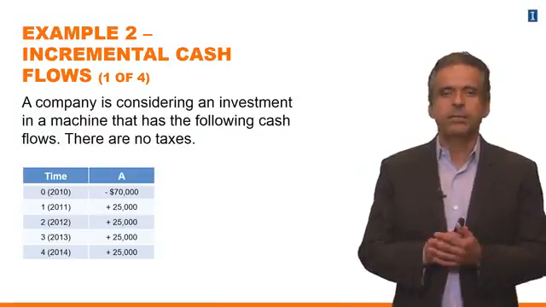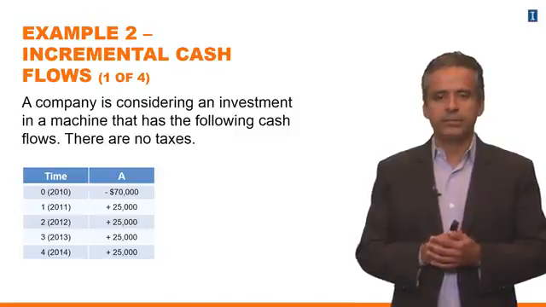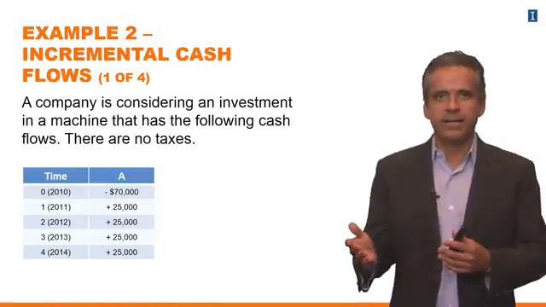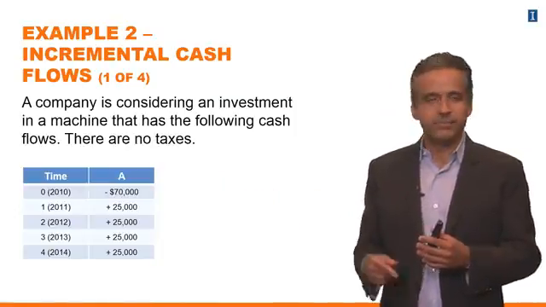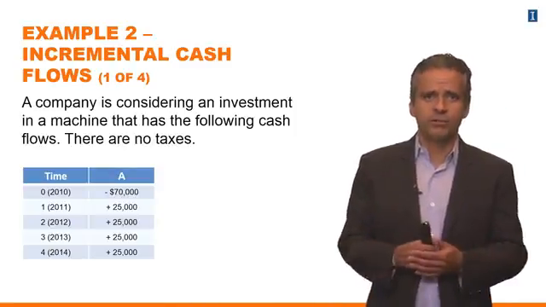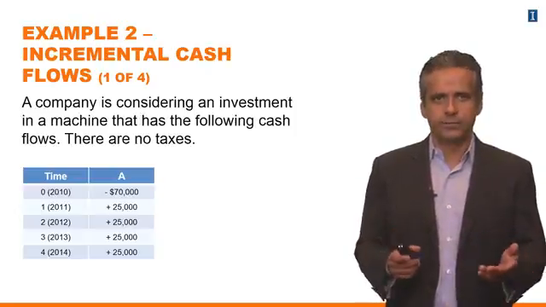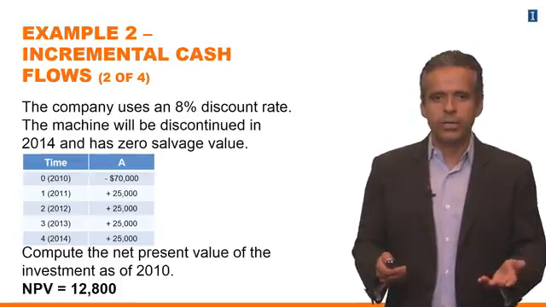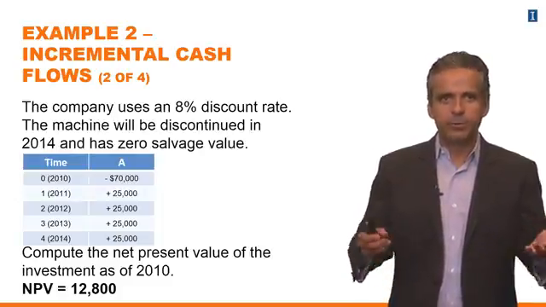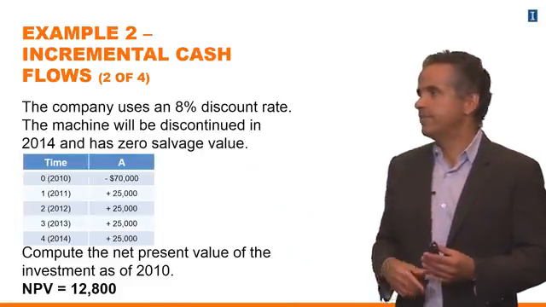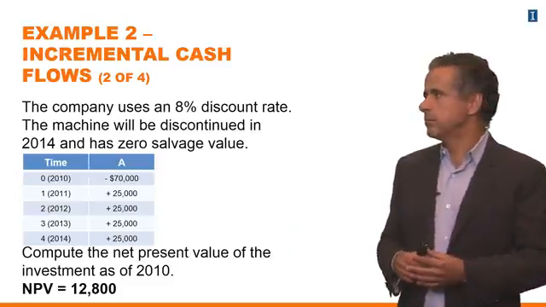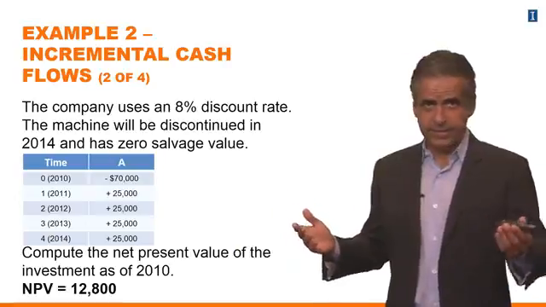So here you have a machine that the company is considering to invest in. And these are the only cash flows that you have. Very simplified situation. You have an investment of minus 70,000, and then the machine produces profits or cash flows of 25,000 every year for a period of 4 years. So what do we do? To make a decision on this, we need a discount rate, and we have to compute NPV. An additional assumption here is that the machine is going to be discontinued in 2014 and has zero salvage value, okay? So there is no other cash flow, as I said before.